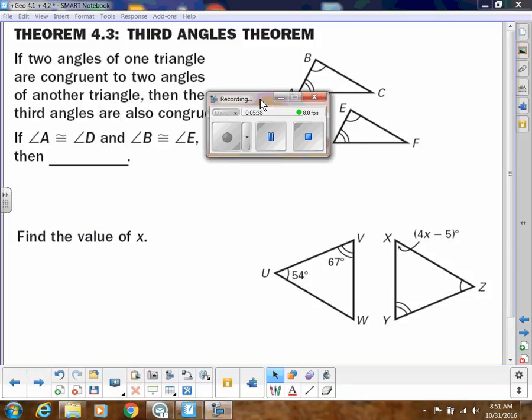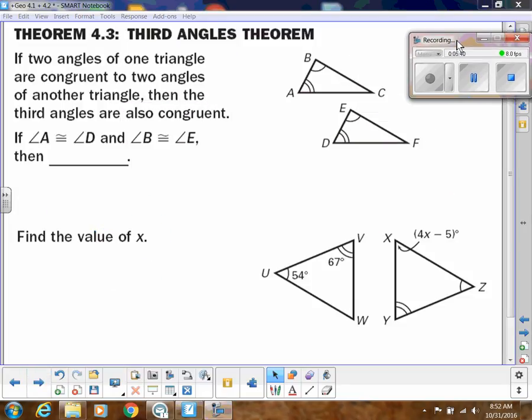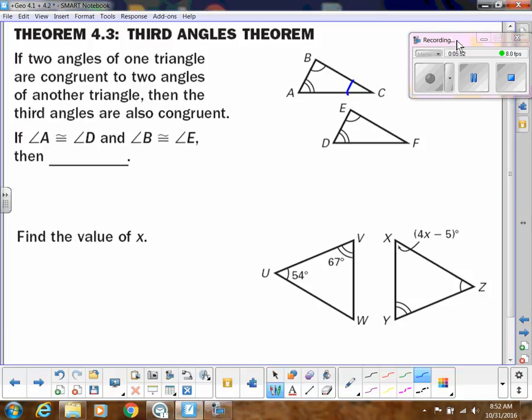We also have a handy theorem called the third angles theorem, and that's useful in triangles. So if I know that two angles in the two triangles are congruent to each other, then I know that the third angle, C and F, would have to be congruent. That's because of the triangle sum theorem. If they all have to add up to be 180, and we already know the first two are congruent, then that last one should be congruent.